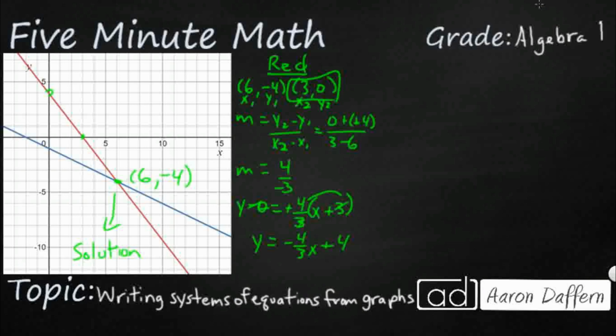If we wanted to write it in standard form, all right, what we're going to do here is we're going to add 4/3 x to both sides. We can write that right here. So it's going to be 4/3 x plus y. These two cancel out, equals 4. We don't like to have a coefficient with a denominator, so we're just going to multiply both sides by 3. And that's going to get rid of that. So that's going to be 4x plus 3y equals 12. All right, so there's my red line.